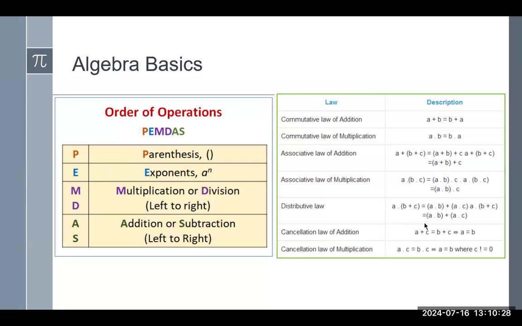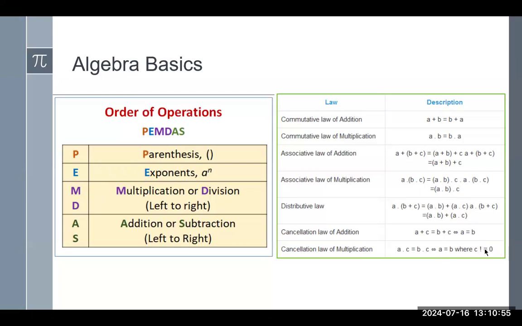If the same number is added on both sides of the equation, it doesn't really need to be there. That's what that means. Cancellation law of multiplication: A times C equals B times C. Again, we have the same operation being applied on both sides, and so that number just doesn't need to be there. So we can cancel out the C.